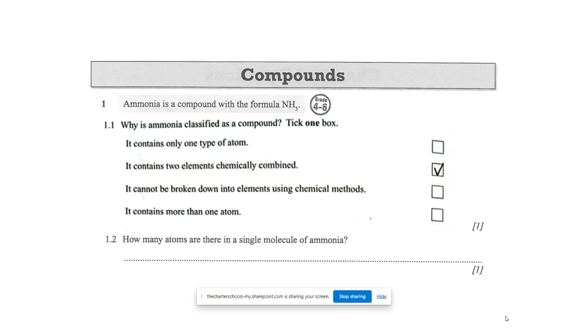How many atoms are there in a single molecule of ammonia? If we look at ammonia, NH3, it's made of one atom of nitrogen and 3 atoms of hydrogen, so in total 4 atoms.